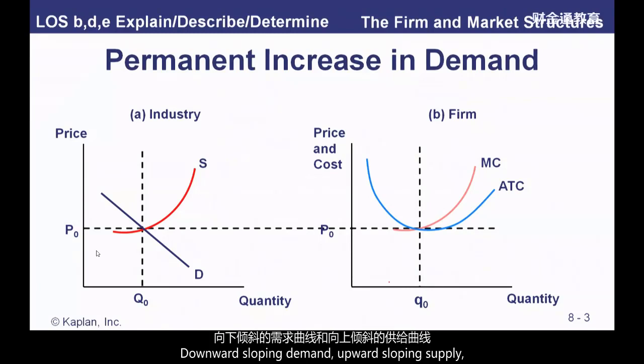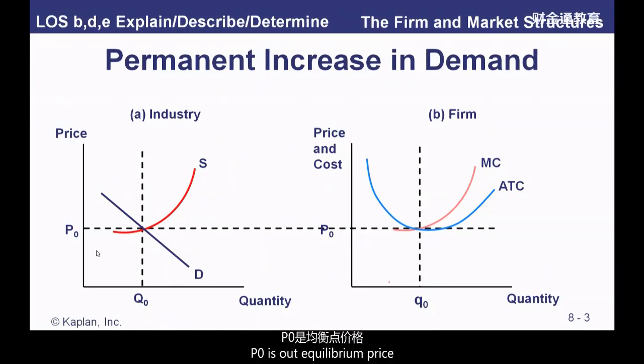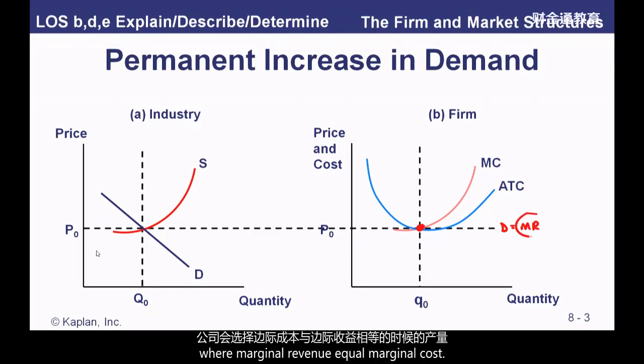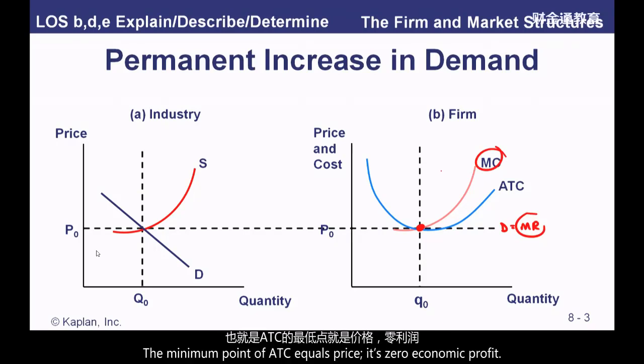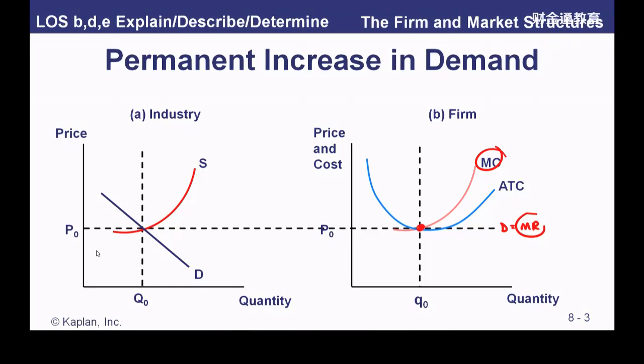Downward sloping demand, upward sloping supply. P0 is our equilibrium price. If we're in equilibrium as a firm, we'll produce there where marginal revenue equals marginal cost. The minimum point, where ATC equals price, zero economic profit. What happens?